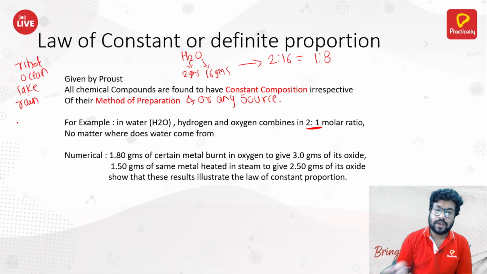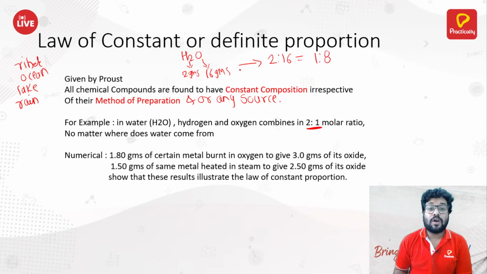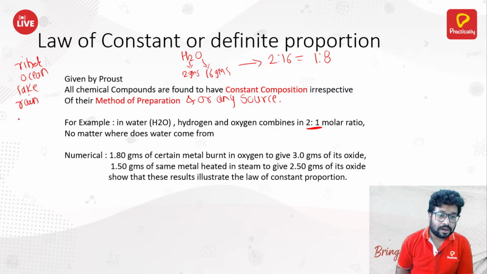Whatever source you have, the ratio of the atoms of the water by mass will always be 1:8. It is like in H2O you have 2 grams of hydrogen and 16 grams of oxygen. So the ratio 2:16 is equal to 1:8. Okay, it is just like that. Let's take another example. Suppose you have methane.